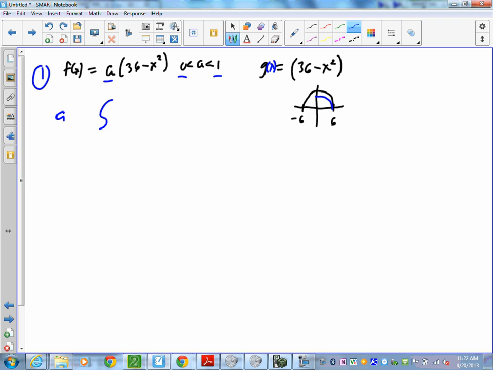Part A is asking me to find the area of R, which is defined as the region in the first quadrant bounded by the y-axis, the graph of f and the graph of g. So it looks like we just have to go from 0 to 6, and we're going to have to take g of x minus f.